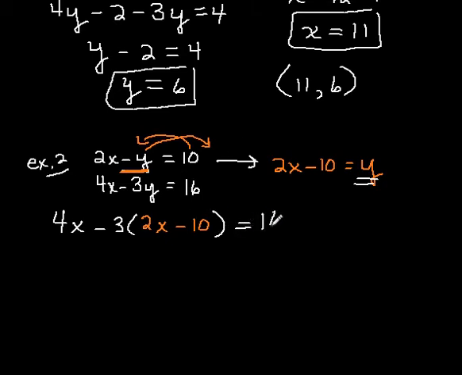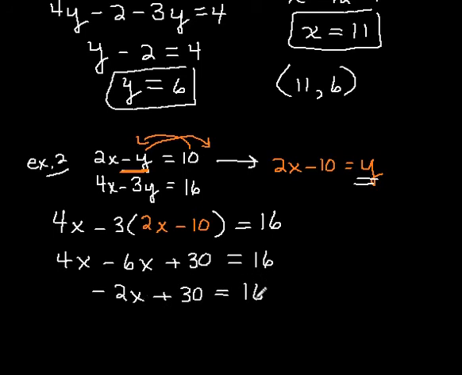equals 16. Now we're just going to distribute: 4x minus 6x plus 30. That's why we need the parentheses. If you just put the 2x minus 10 where the y is, your temptation would be not to distribute the -3. Equals 16. So we get negative 2x plus 30 equals 16. Negative 2x, and we're going to subtract 30 from both sides, equals negative 14. And finally, we should get x equals 7.